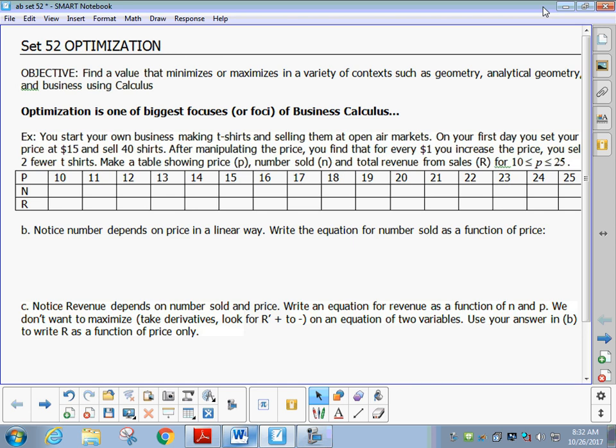Optimize means to get the most out of something, or the least out of something, depending on if you want to maximize or minimize. These are real-world kinds of problems. These are a huge part of business calc, if you take business calc and you want to be a business major. Optimization. So you'll see a lot of application problems, including business.